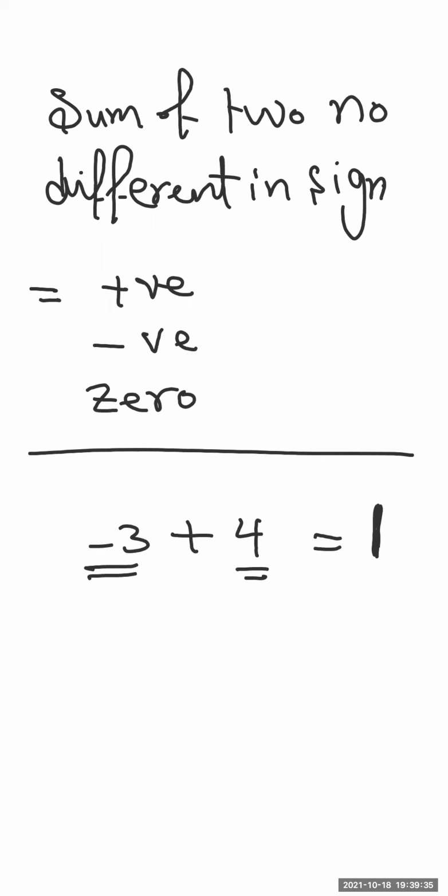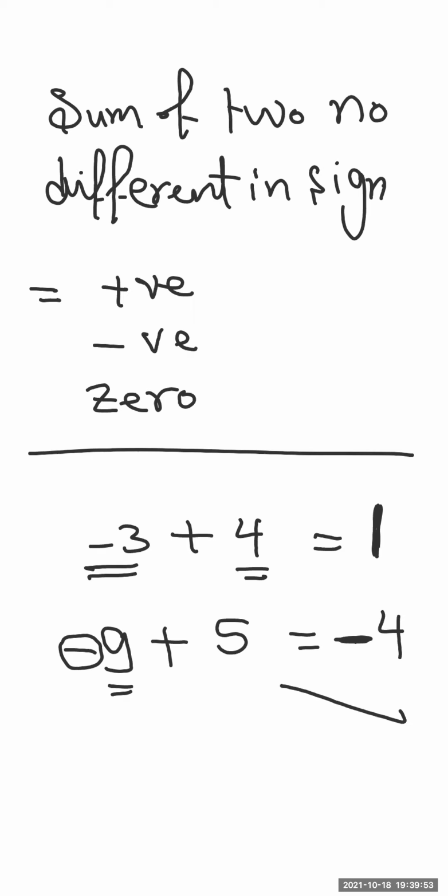Okay? If the two numbers like that, -9 plus 5. So the greater number here is the 9, and its sign is negative. So the answer will be negative. Then 9 minus 5 equal 4. So the answer will be -4. Okay?